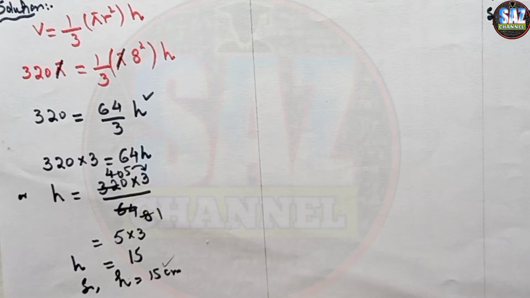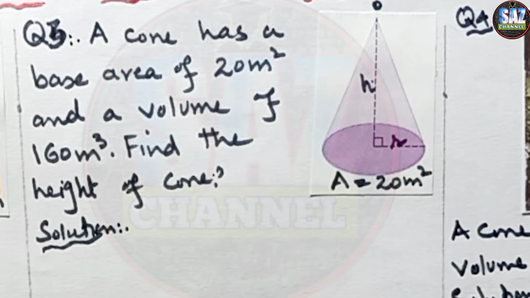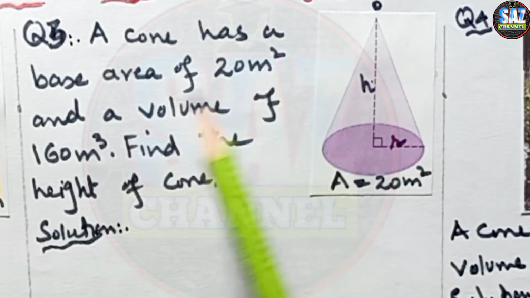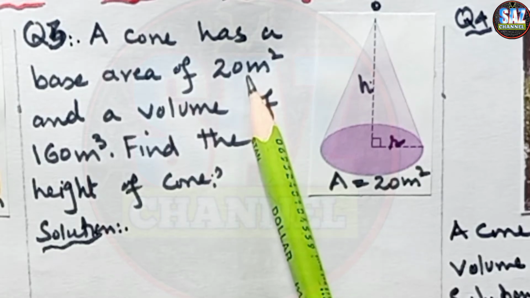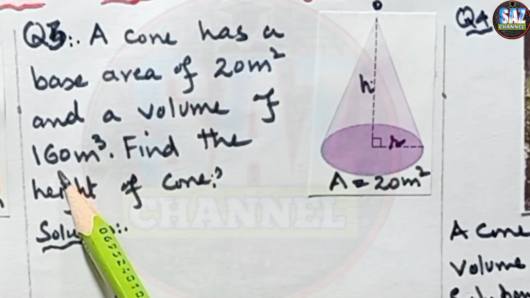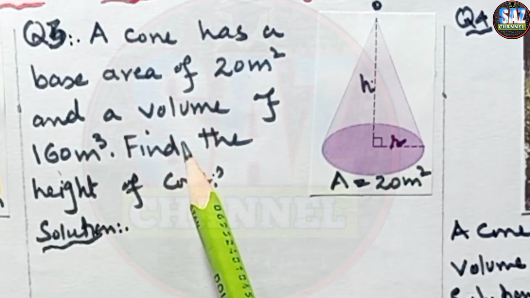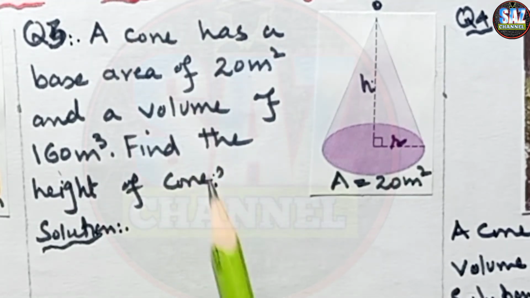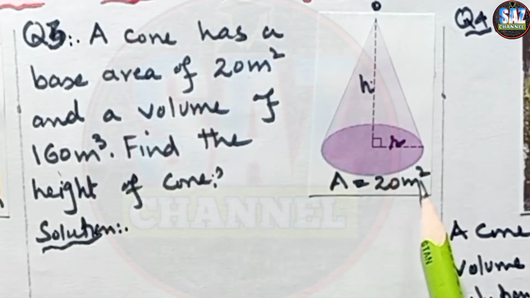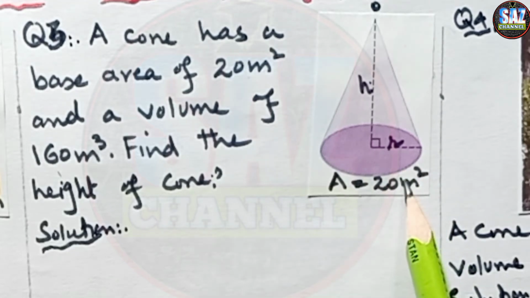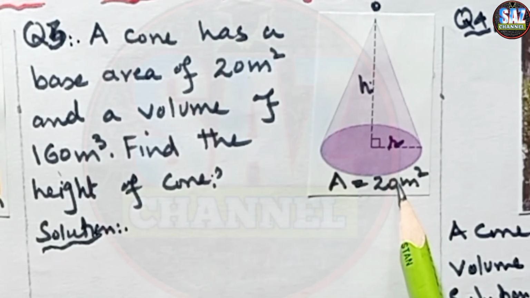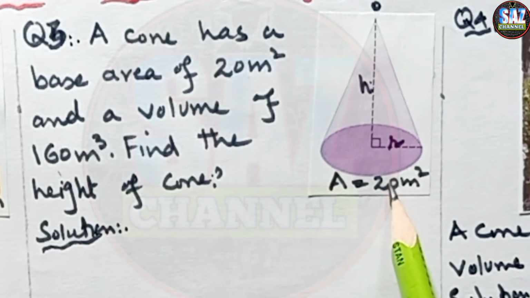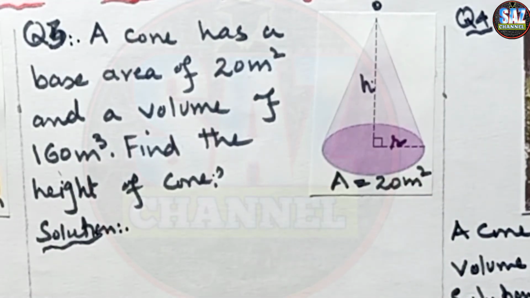Let's move to the next question, and let me read the question from the book. Question 3 says a cone has the base area of 20 meters square and the volume is 160 meter cube. Find the height of the cone. Okay, let's try to understand the question once again. In this situation we are given the base area, which is 20 meters square, and the volume is already calculated, given to us, and with the help of these two informations we have to find the height of the cone.